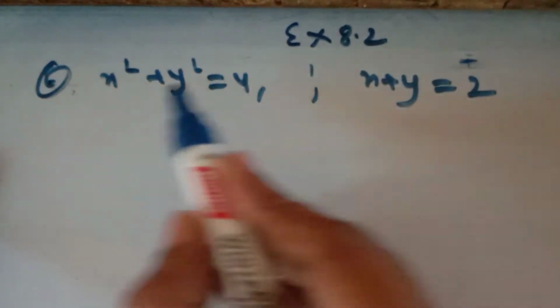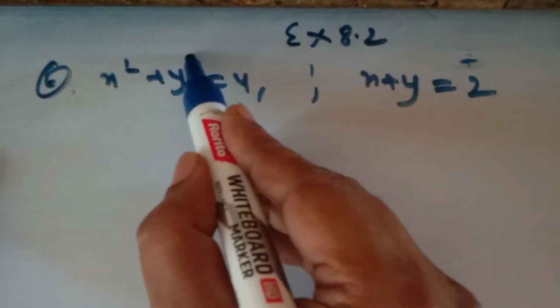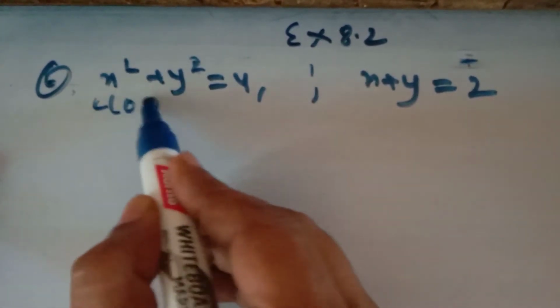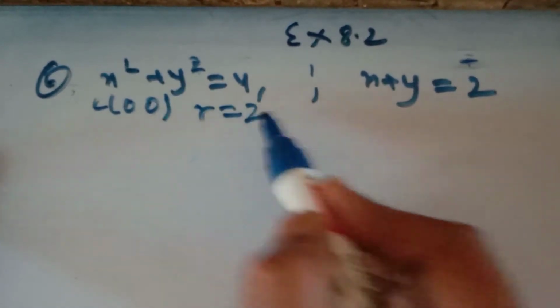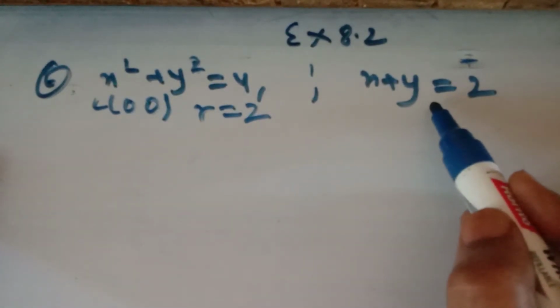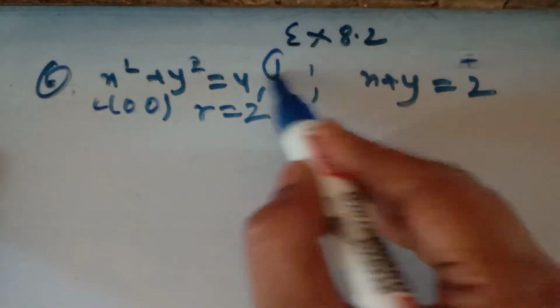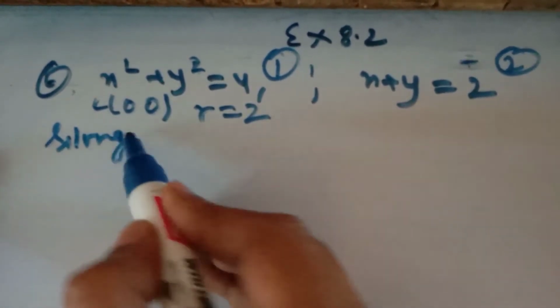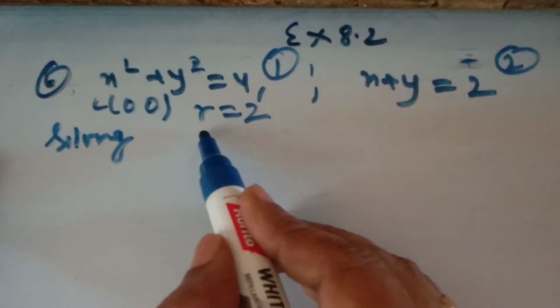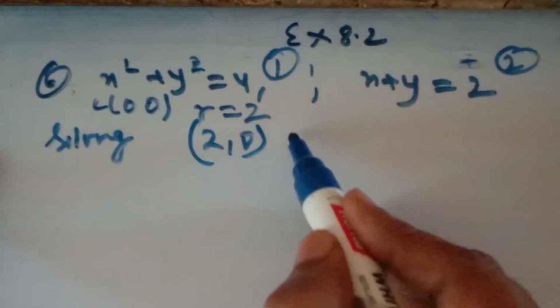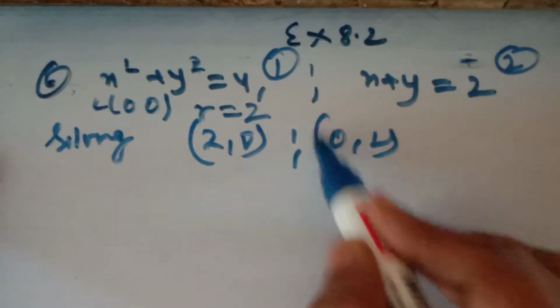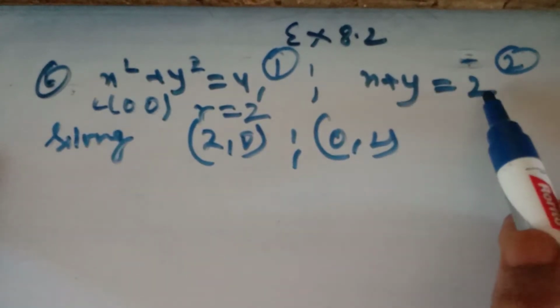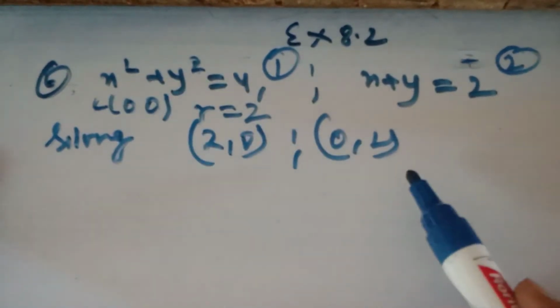First of all, decide which type of curve this is. It is a circle with the center (0, 0) and radius 2, and this is a straight line which is not passing through the origin. So as usual, find the point of intersection. When you solve these two equations by any method, you will get the points of intersection as (2, 0) and (0, 2). You can put the value of y as 2 minus x in this and find their point of intersection.